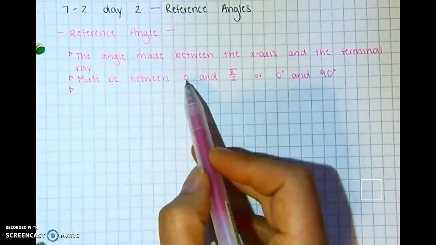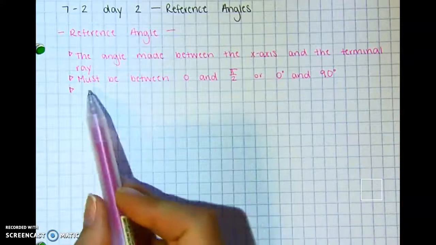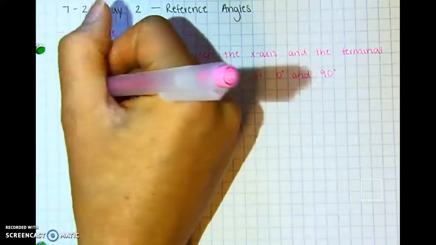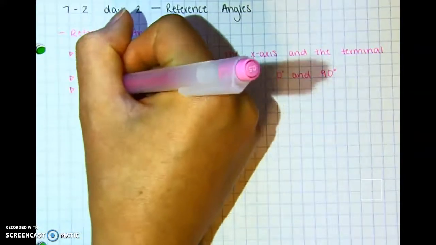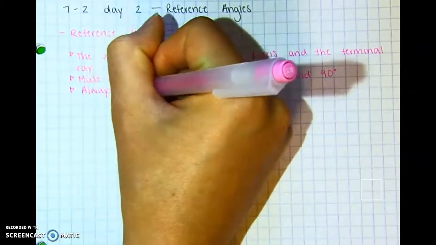And because it's always between 0 and pi over 2, or 0 degrees and 90 degrees, this next thing might be obvious, but sometimes people mess this up. It is always positive.